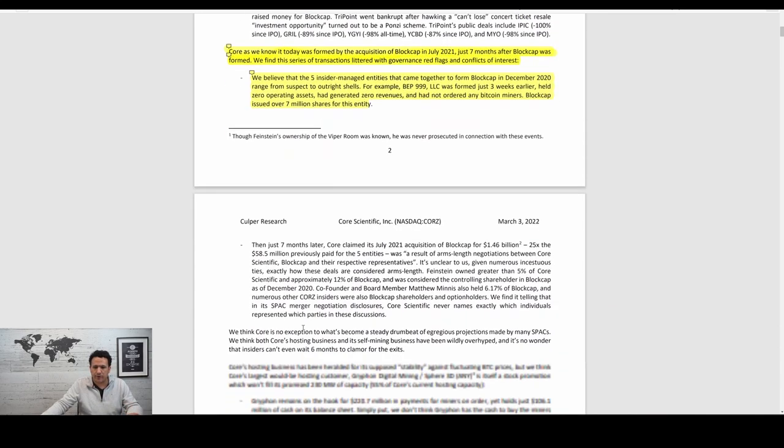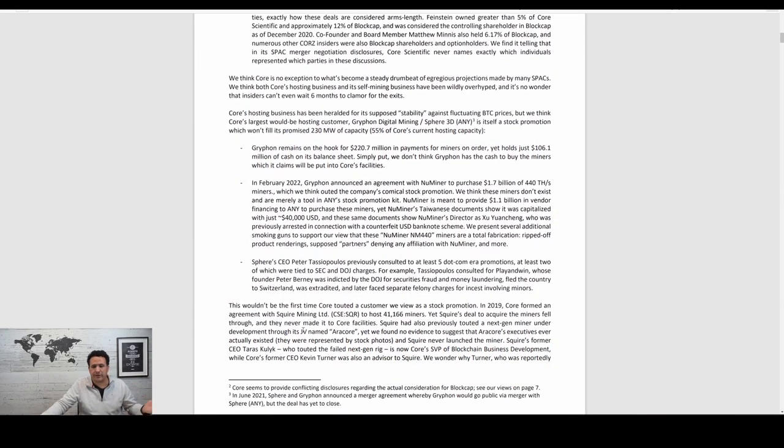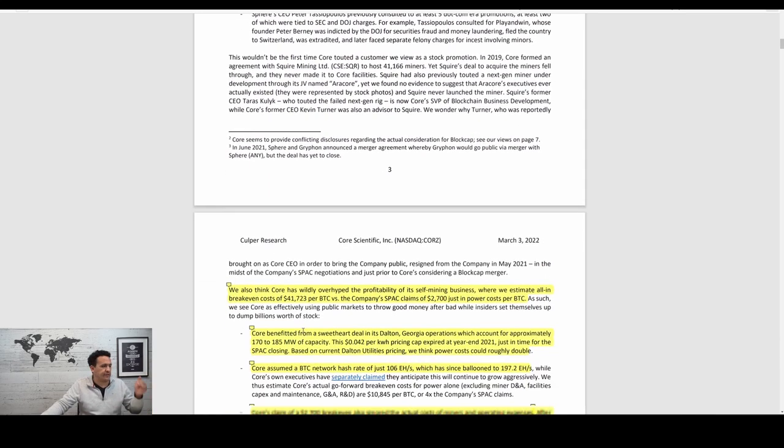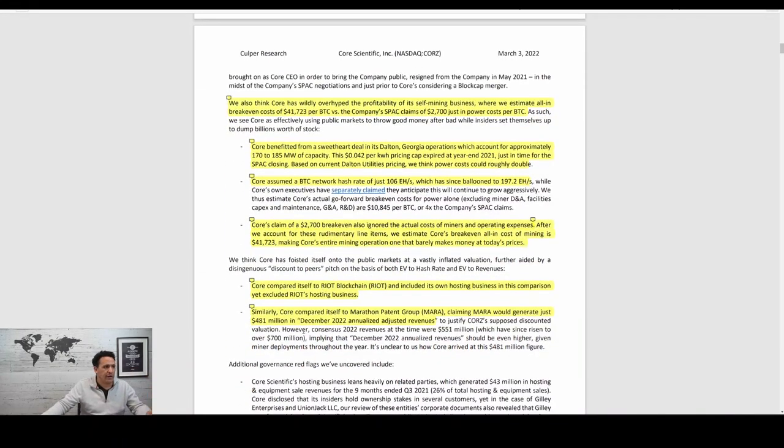A lot of this early part of the report is basically a summary, so they get into the further details as we keep going, so we're just going to keep moving down until we get to those.